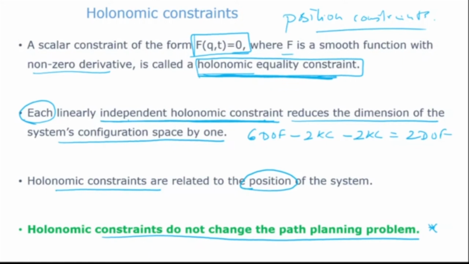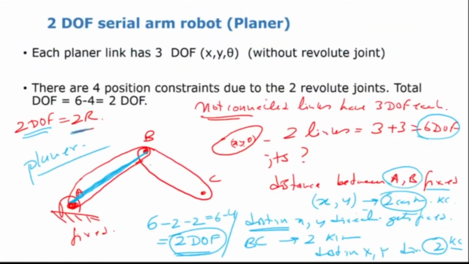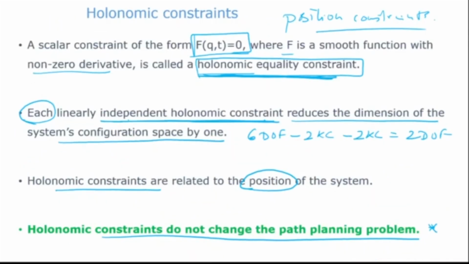Okay. So whatever we have talked about, the path planning of this serial arm manipulator, for example, obstacle avoidance, going to C space, and then finding the path. So that problem still remains the same. It does not change the path planning problem. Okay, so holonomic constraints do not affect the path planning problem at all.